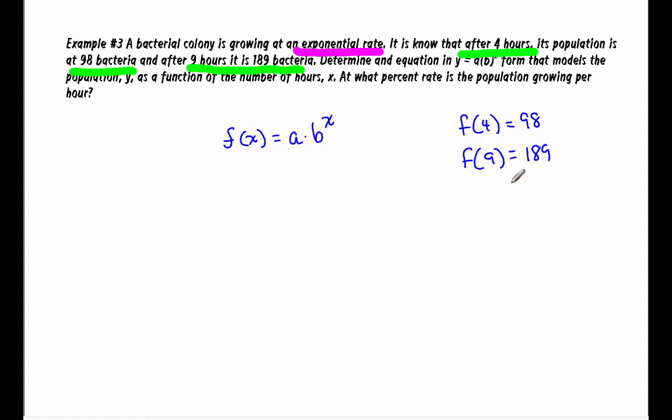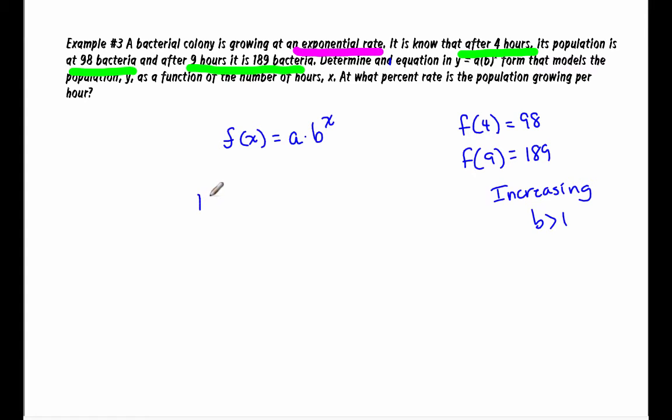So immediately my brain knows that this is an increasing function because our numbers are going up. So our base is going to be greater than 1. That just helps get our mind straight. So determine an equation that models this population Y, and X is the number of hours. All right, so we're going to have to do the same old again.